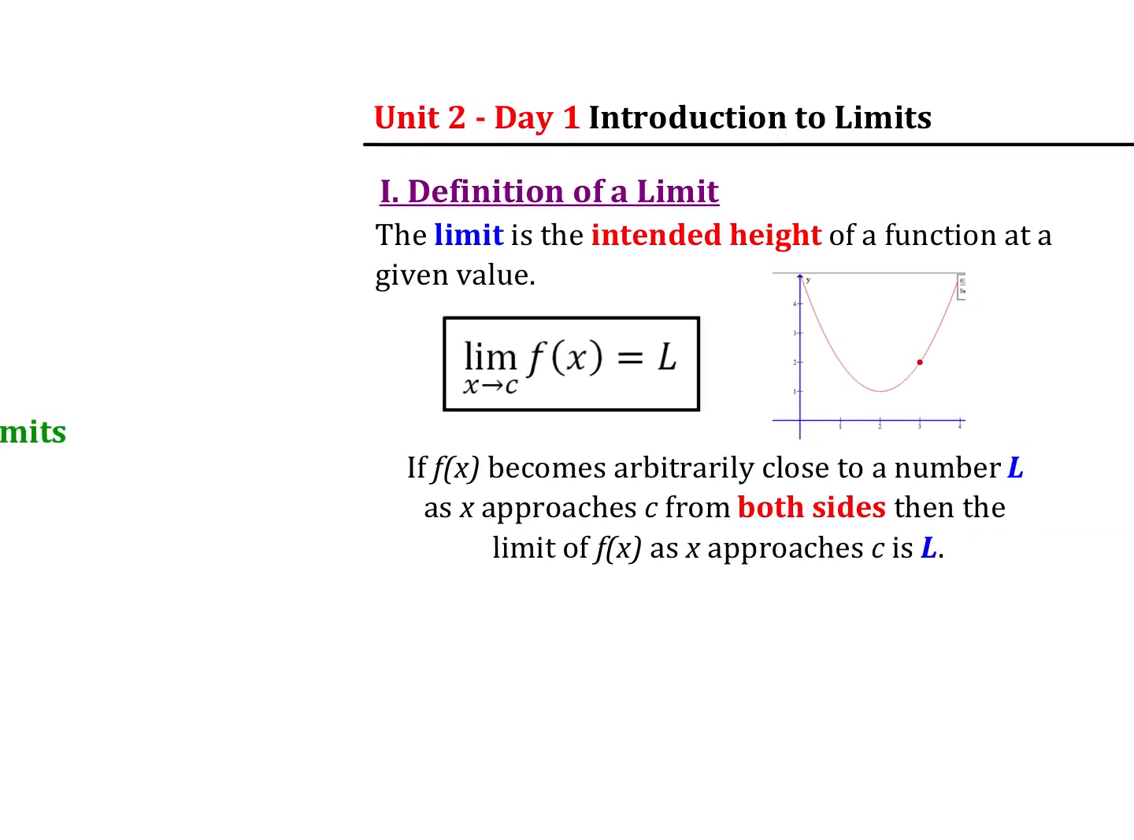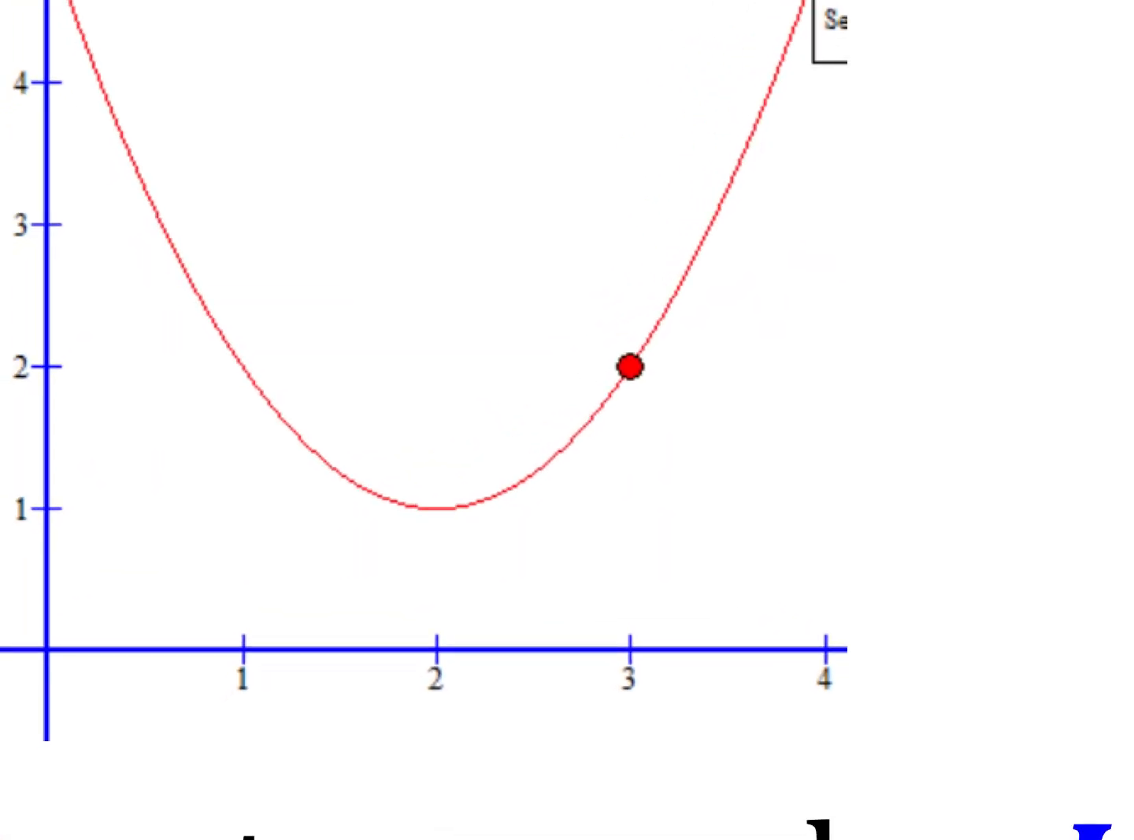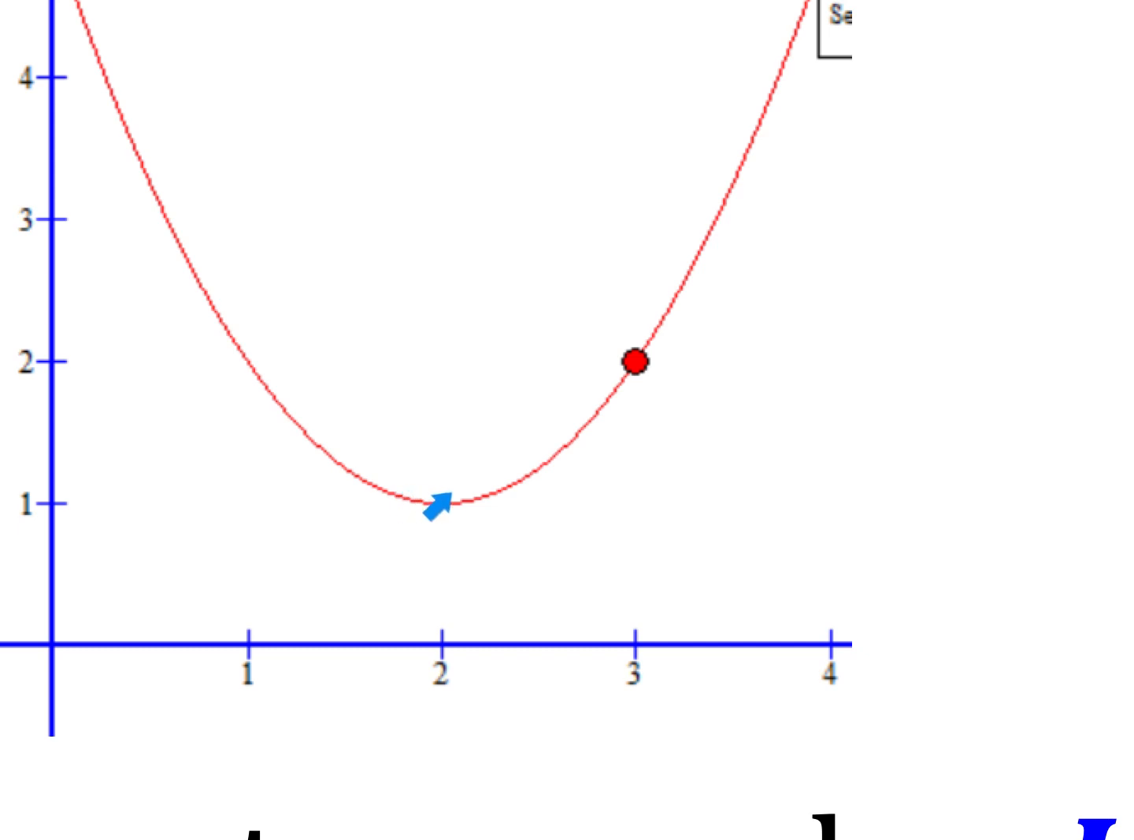Now, what is a limit? A limit is defined as the intended height, so the intended y value of a function. A lot of you initially might think of this as, okay, what's the y when I plug in this x? But that's not always the case, because sometimes we might have an x value where the function's not defined. What a limit says is, as you're on a graph approaching a specific x value, so here the x value is 3, as I'm approaching 3, what is the y value as I get infinitely close to 3?